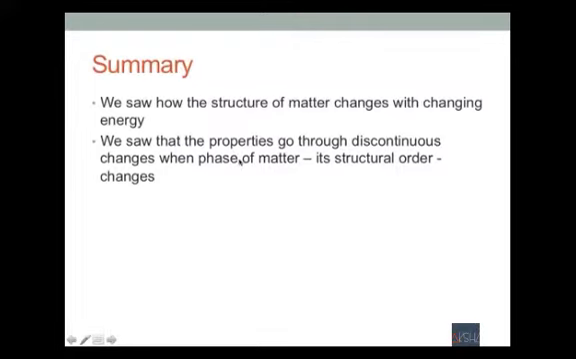Thus, we saw how the structure of matter changes with changing energy, and we saw that the properties go through discontinuous changes when the phase of matter, that is its structural order, changes. This understanding of phase changes, and of how properties of materials change, is important in designing materials as well as in designing processes. We will keep these in mind when we do further thermodynamic analysis.